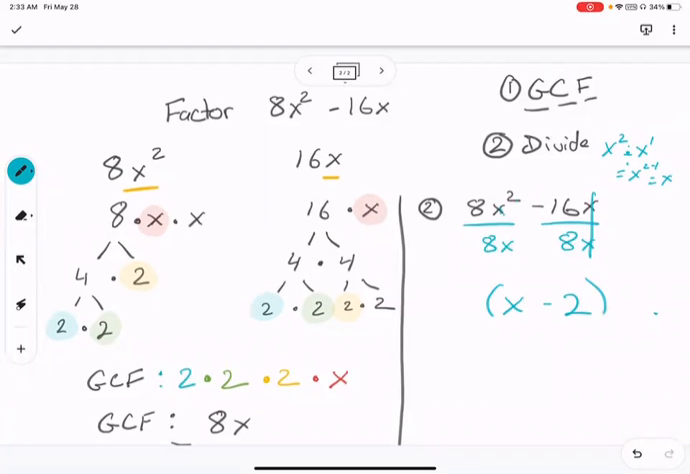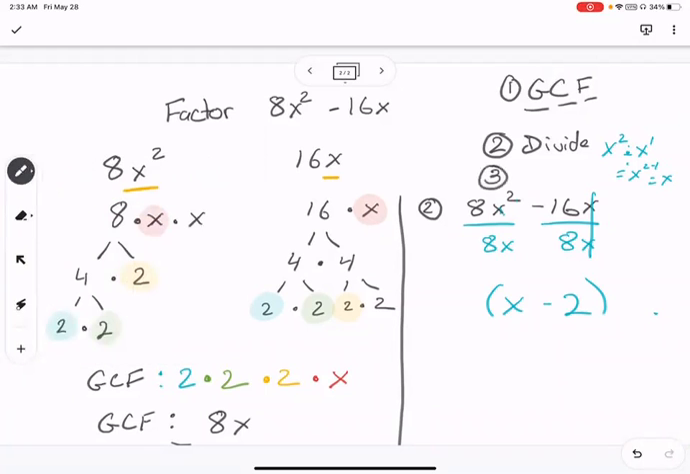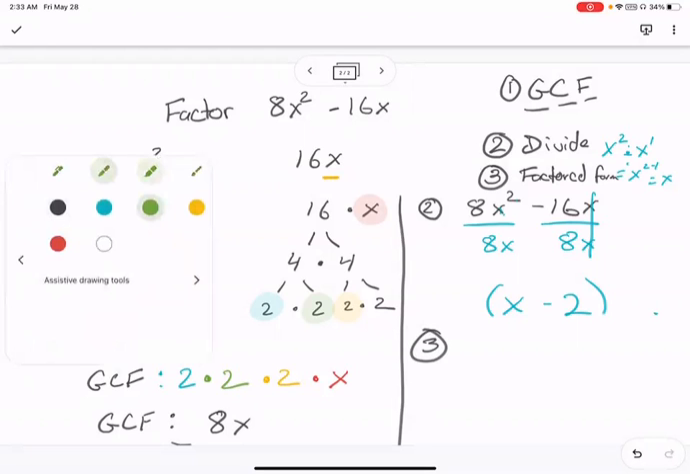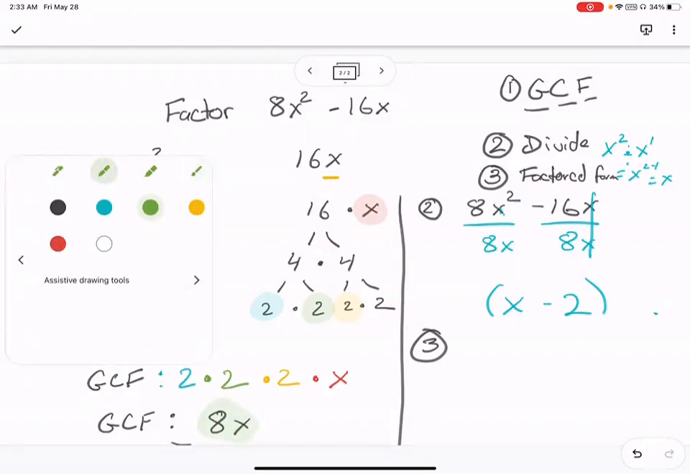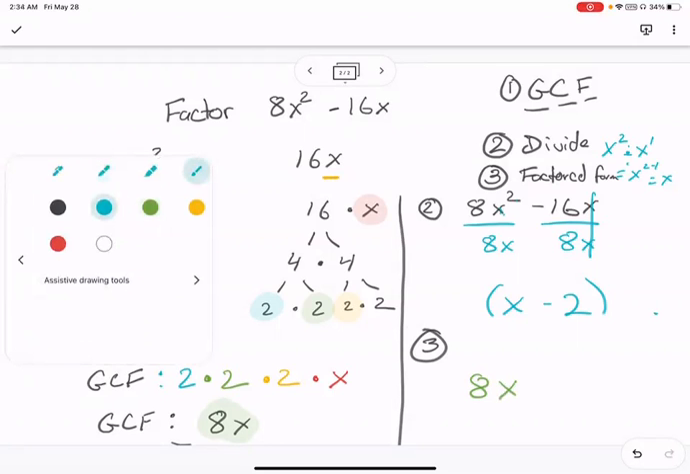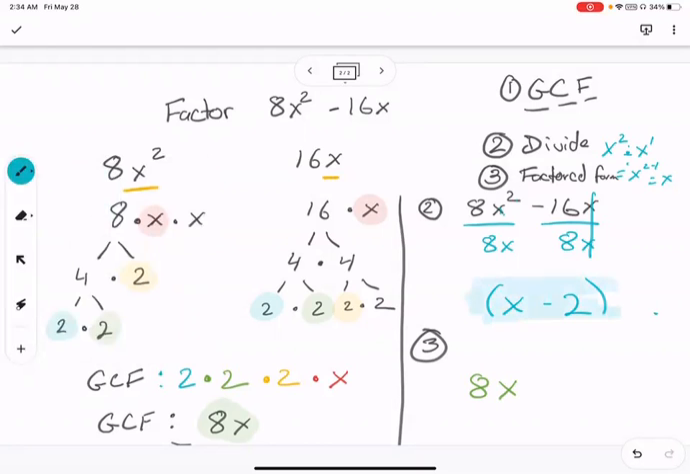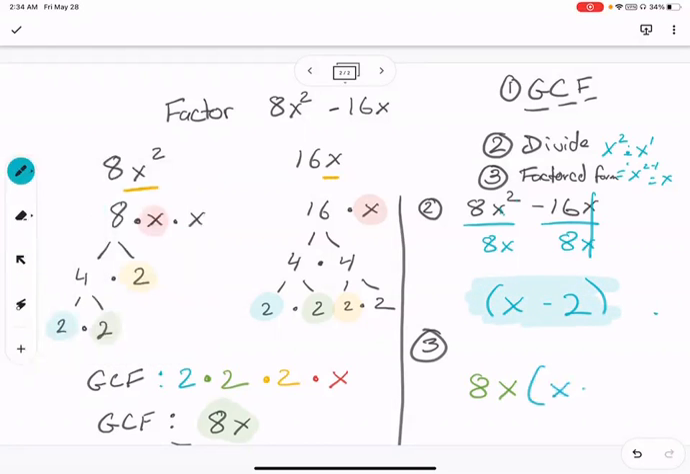And step 3 is to write in factored form. So our first factor was 8x. So we have 8x, and our second factor is x minus 2. So times x minus 2.